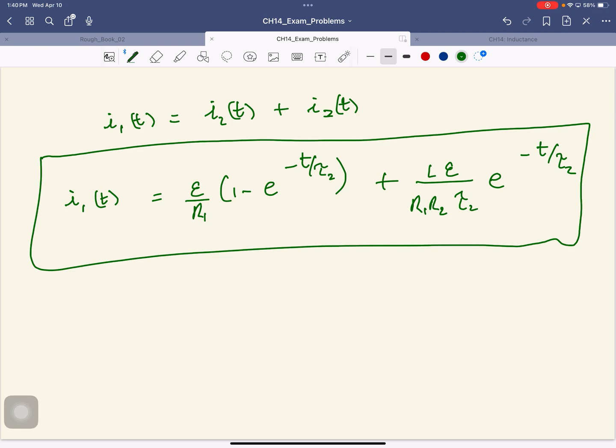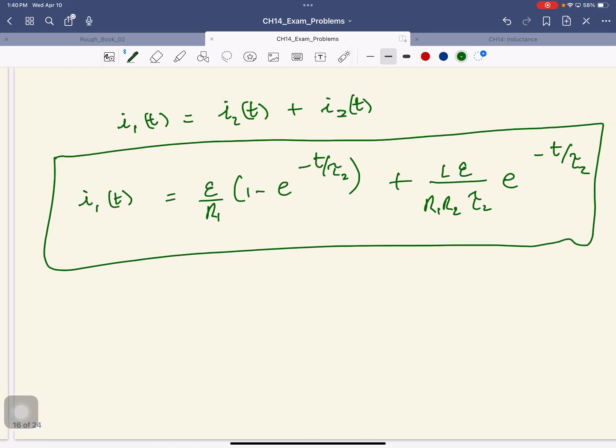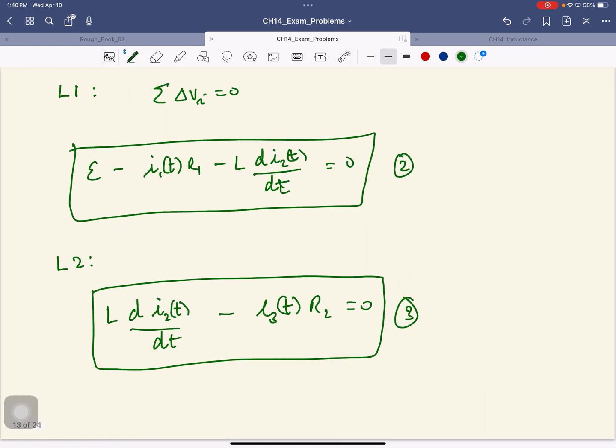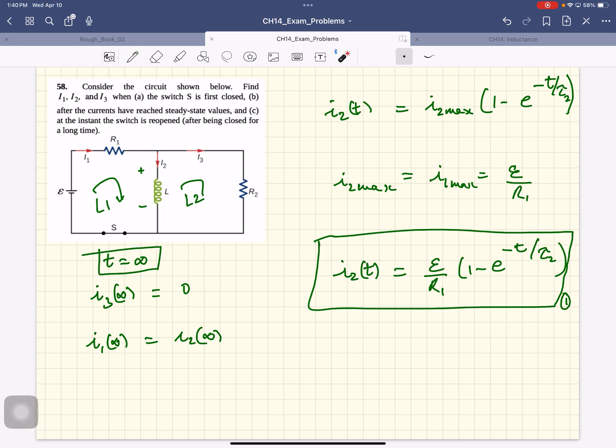As you can see, this is messy. You have the functional forms of the three currents, and you have the limit at t equal to infinity. You can use all that to work it out. All right, we'll stop here.